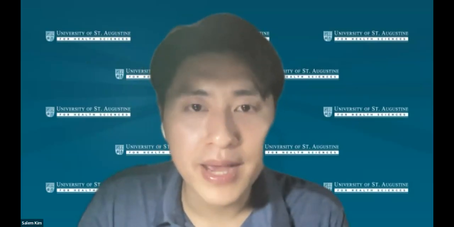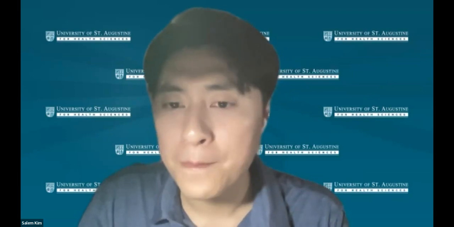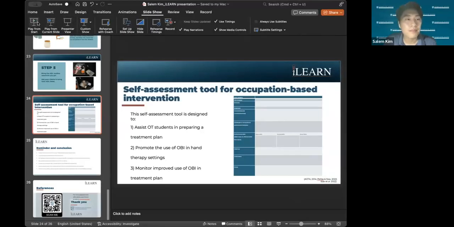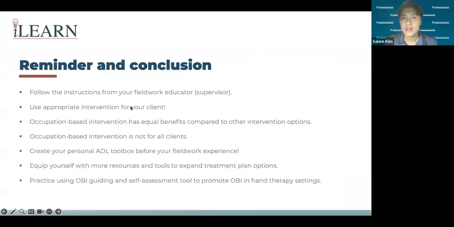We'll switch our screen back to the presentation. Before we finish, I want to give a few small reminders and a conclusion for this presentation. When you're in fieldwork education for hand therapy clinics, definitely follow all instructions from your fieldwork educator or supervisor, because they're the ones who are going to grade you and check your performance there.